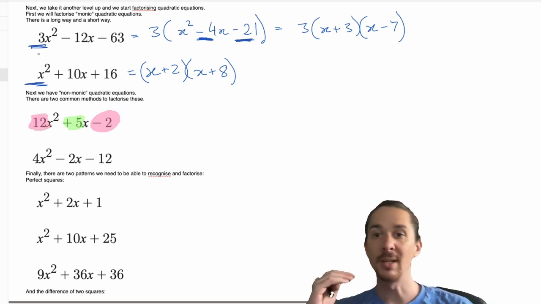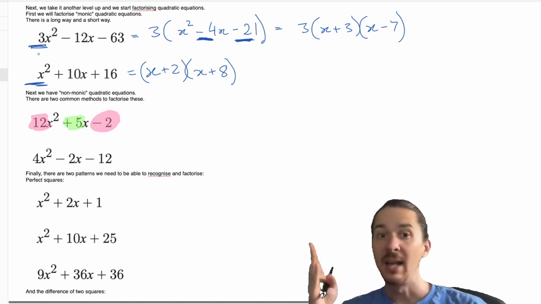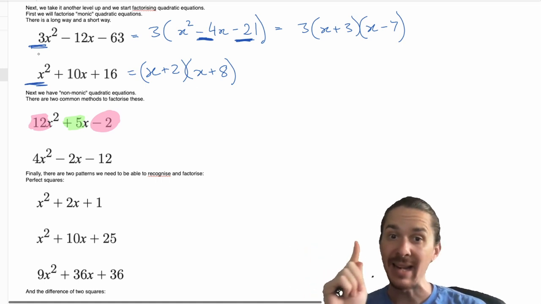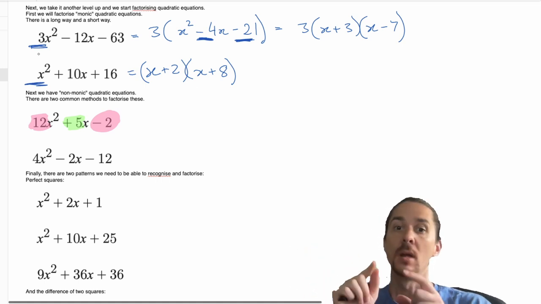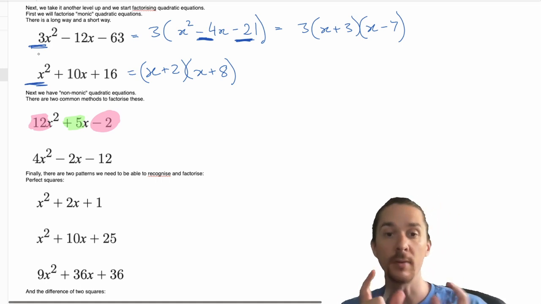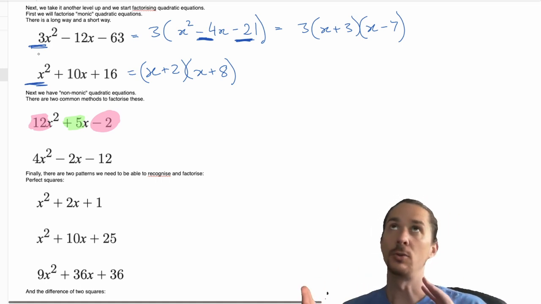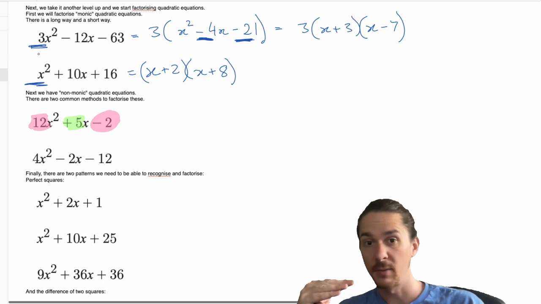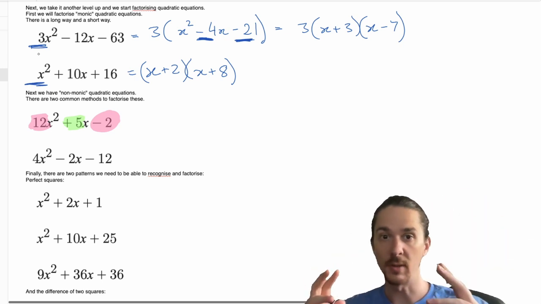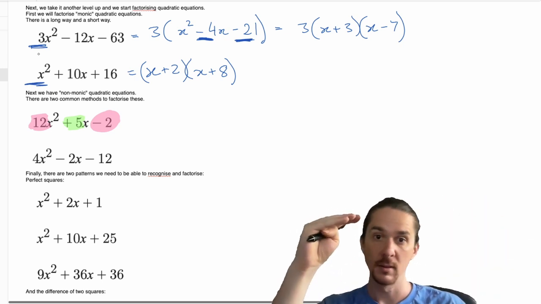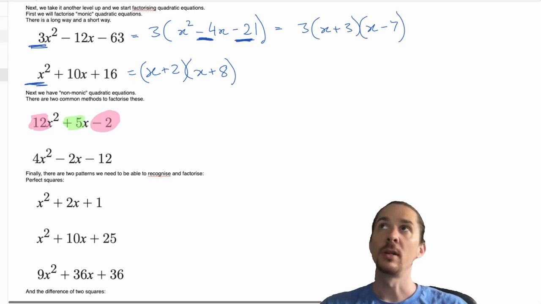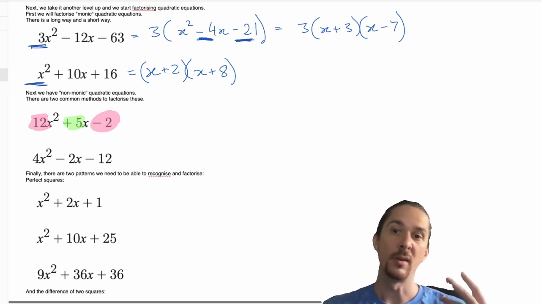Okay, so we need two things that add to 5 and that multiply to negative 24. Negative 24 is the product, which means one of them's got to be negative and one of them's got to be positive. So two numbers where they have a difference of 5, the bigger one is positive, and they multiply to 24. So I'm going to say positive 8, negative 3. Now we don't have a shortcut in this one. We have to do the long work.